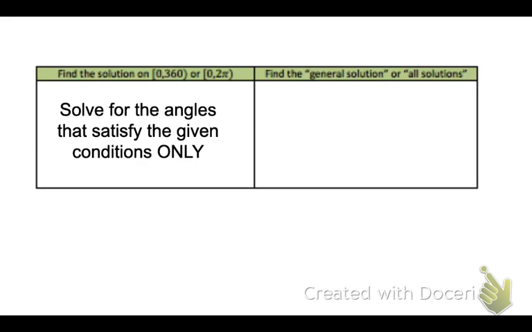The last thing that we want to talk about would be finding a solution. So there's two ways that you'll be asked to find a solution for a trigonometric equation. The first is when they give you a specific interval, and you're going to solve for the angles that satisfy the given conditions only. So again, sometimes you have to go back and think about what quadrant you should be in based on that other slide. You know, that sine is going to be between -pi/2 and +pi/2, and cosine should be between 0 and pi and all of that good stuff.